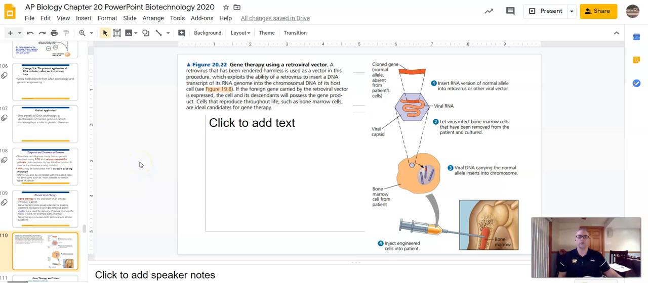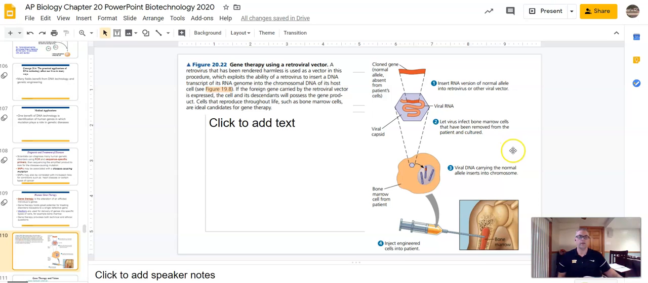So in this particular case, they've gone through there and they've rendered that virus as harmless. And then they've been able to incorporate the corrected gene into that viral genome. And then at that particular point, the virus is allowed to infect the individual along with the new gene that we're trying to bring in. So the virus will infect the bone marrow cells in these particular individuals.